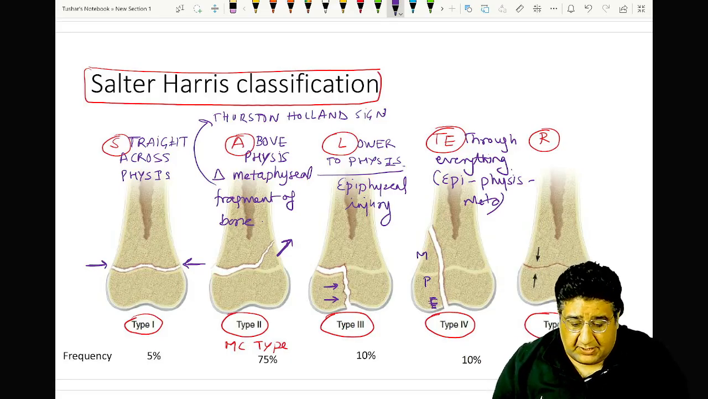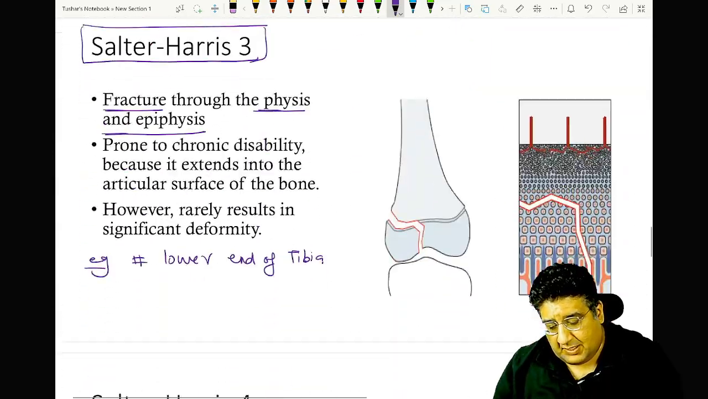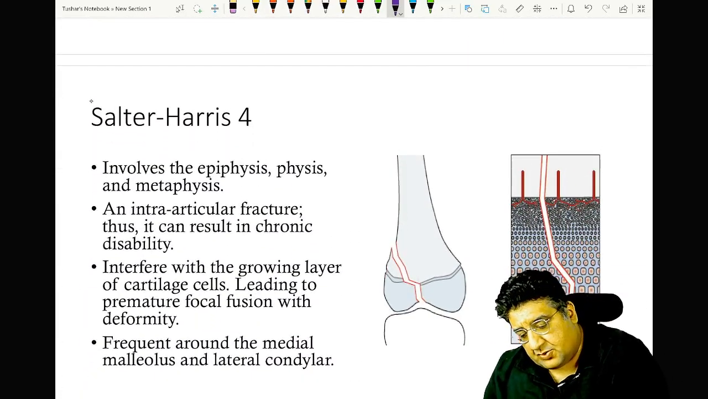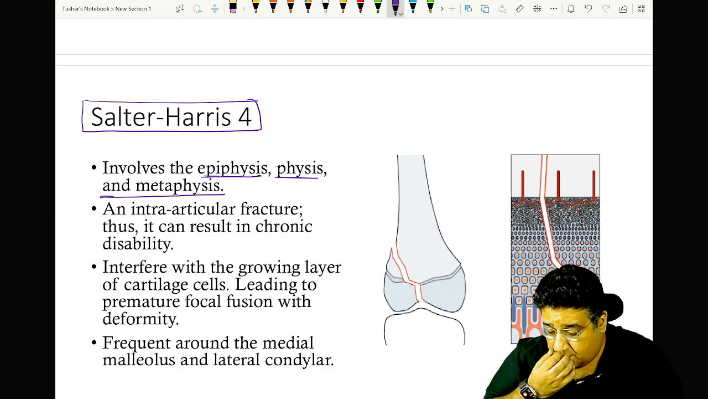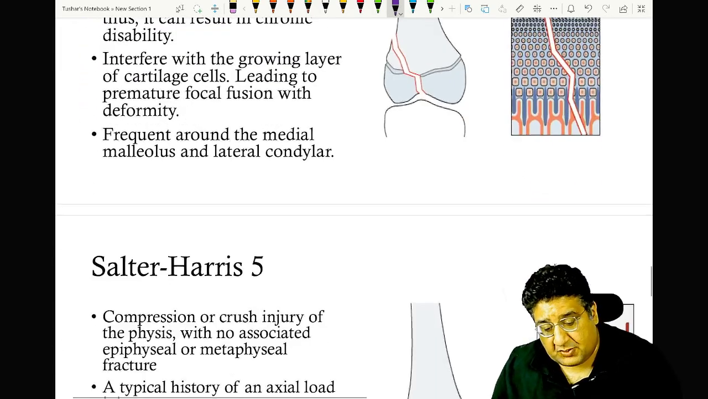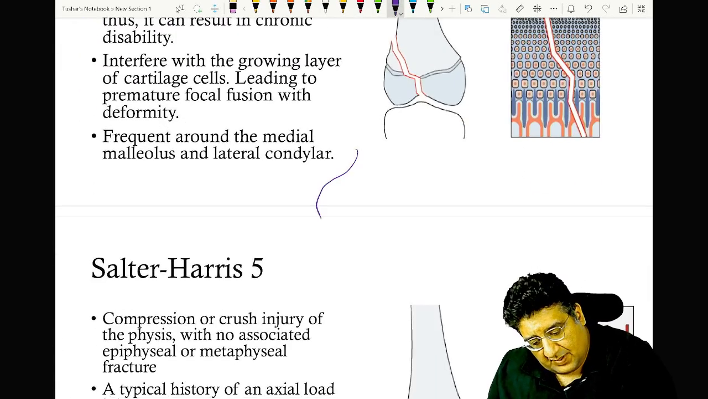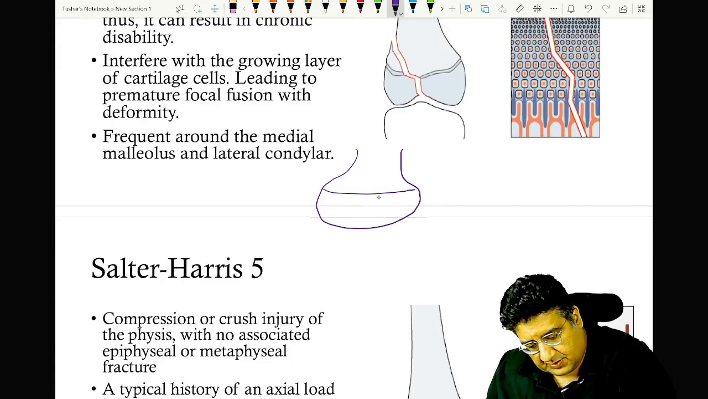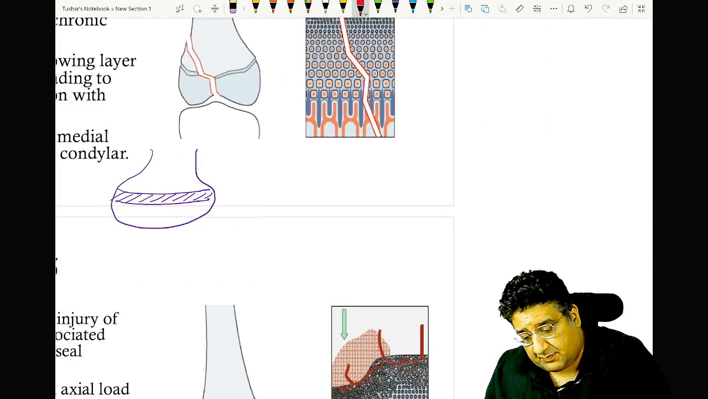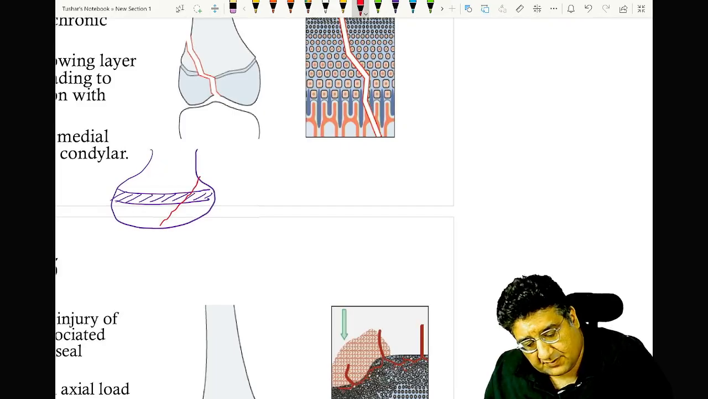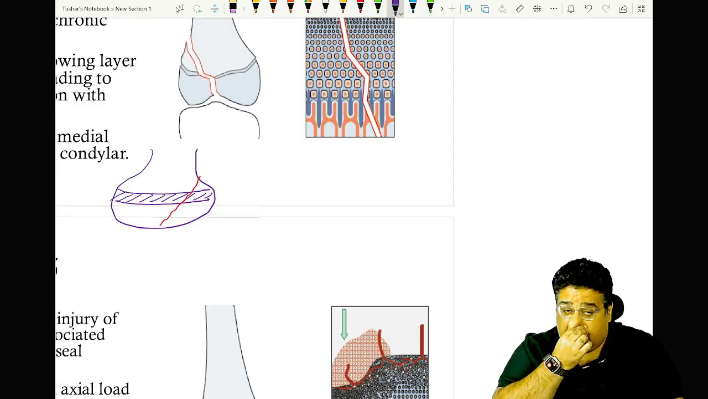I want to add something. Let me tell you what I want to add here. So Salter Harris type 4 is having an injury from epiphysis, physis, and metaphysis, but that is not important. What is important is, let me show you. Imagine this is the normal structure. Okay, this is the growth plate. So when I say through everything, what does that mean? That injury occurs like this. Can you see? Epiphysis, metaphysis, and physis, all three are involved.